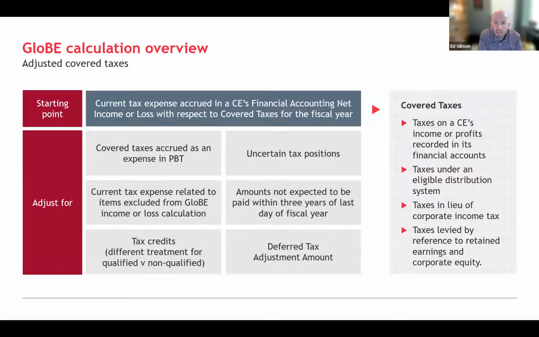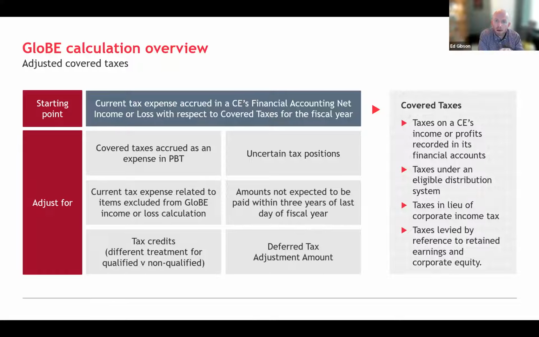So the starting point for that is your current tax expense accrued in a constituent entity's financial accounting net income or loss with respect to covered taxes for the fiscal year. Covered taxes is defined in the box on the right, and for most people that really means corporate income taxes. You'll see on here there are other things as well, which will be relevant for some, but generally it means corporate income taxes. Again, we can't just take that number. There are then a number of adjustments that need to be made in order to arrive at the number we need for our Pillar 2 calculations, which we've again set out the most common ones here on the slide in the boxes on the left.